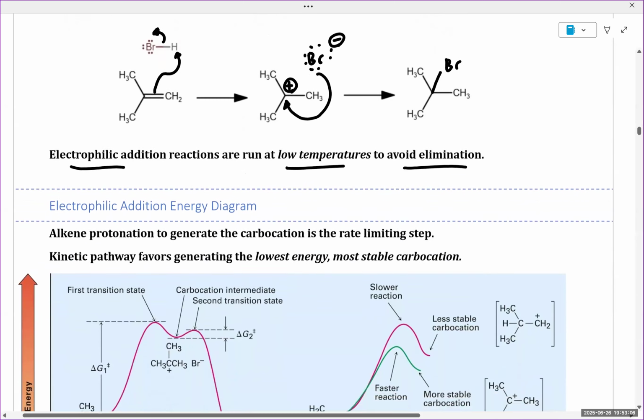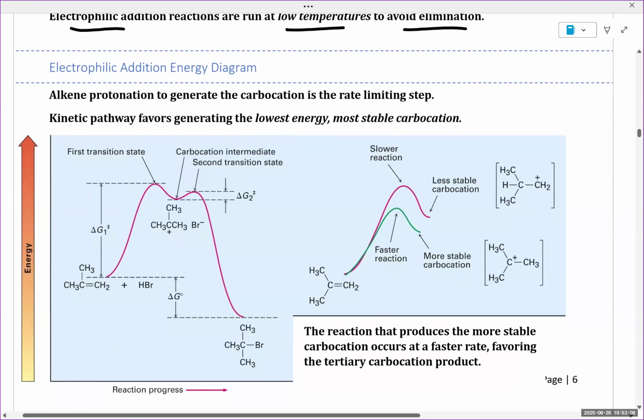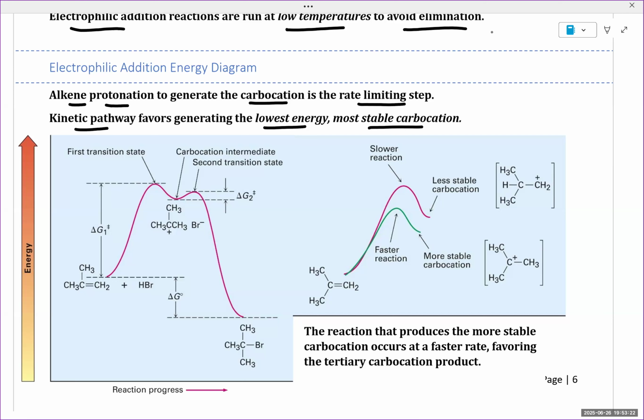As a refresher, let's now talk about the electrophilic addition energy diagram. In electrophilic addition, alkene protonation to generate the carbocation is the rate-limiting step. The kinetic pathway favors generating the lowest energy, most stable carbocation. In other words, the reaction that produces the more stable carbocation occurs at a faster rate, and thus, as we've seen, if we have a choice between a primary and a tertiary carbocation, the reaction will favor generating the tertiary carbocation product.